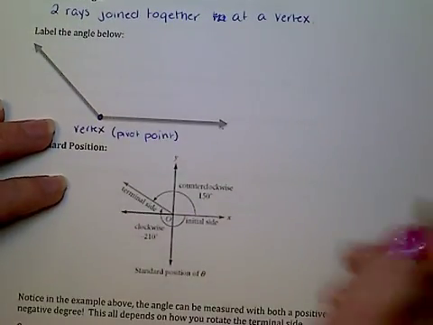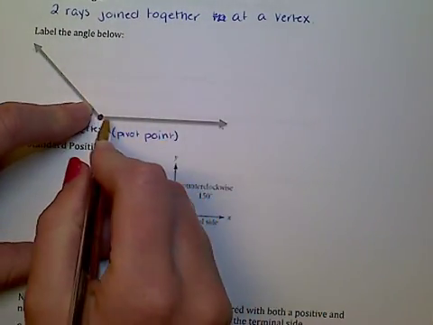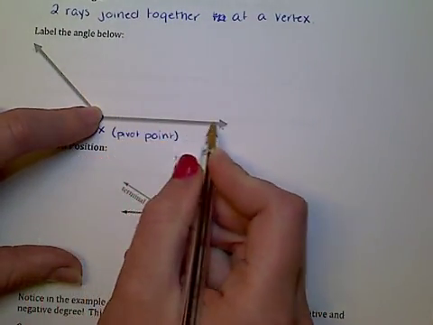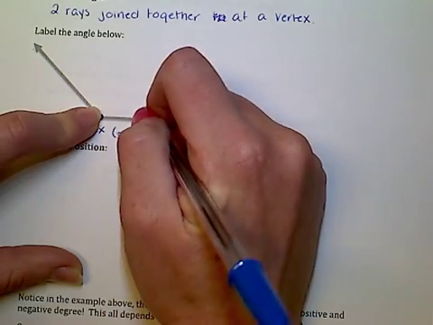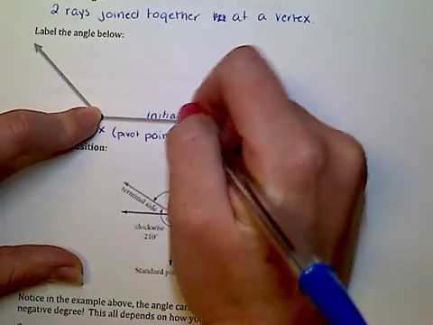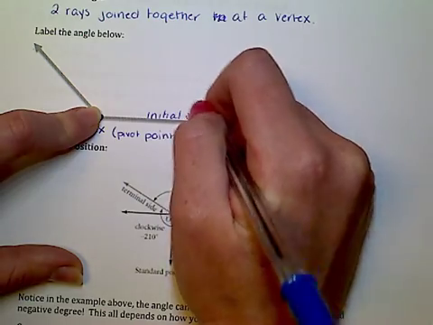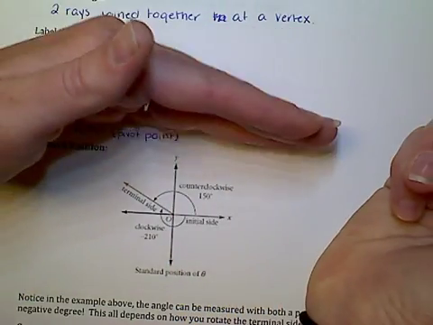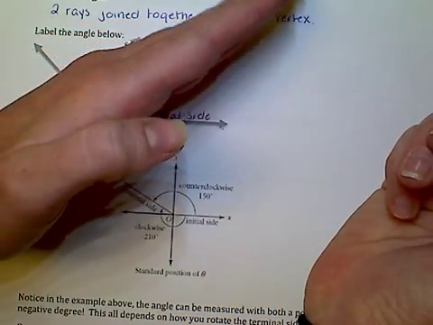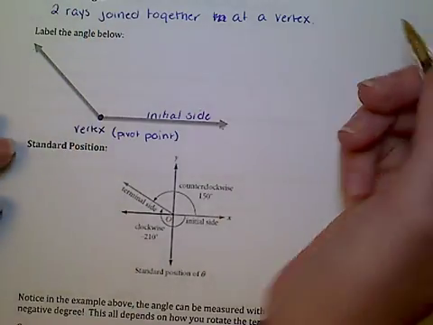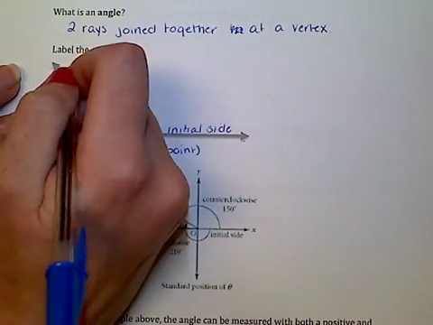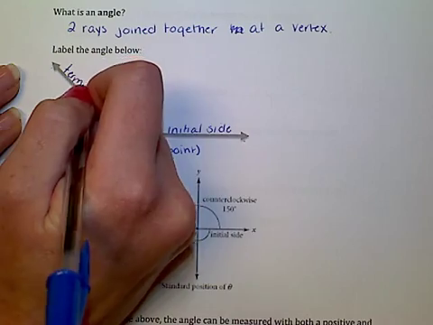And we sort of think of the angle as initially maybe starting right here. So this means that this is called the initial side. And basically, we think about taking that initial side and rotating it around that pivot point. And wherever we stop, that's called the terminal side.